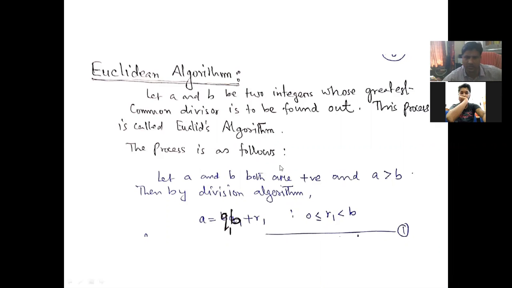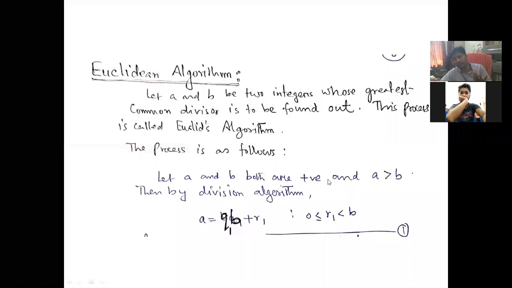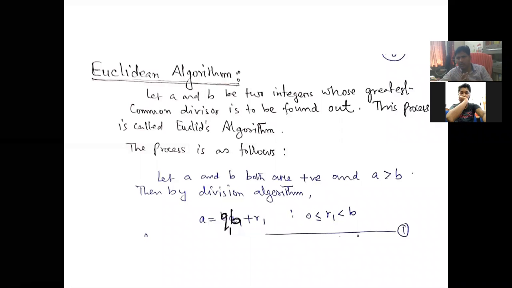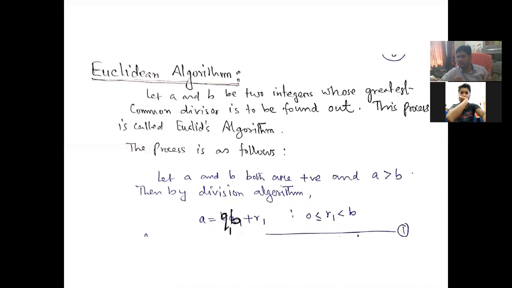Here, this process is as follows: let A and B both be positive. If two numbers are given to you, one may be negative, but you take both numbers as positive. Okay, for GCD, no need of negative signs. We need only divisors. So you take only positive numbers, and since both numbers are positive, one number will be greater than the second one. Suppose A greater than B.